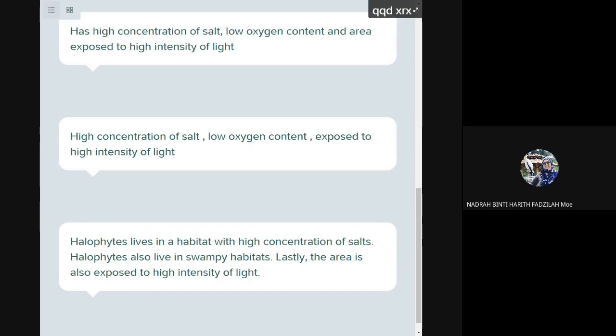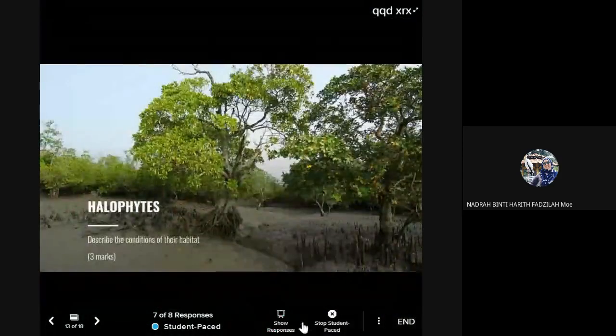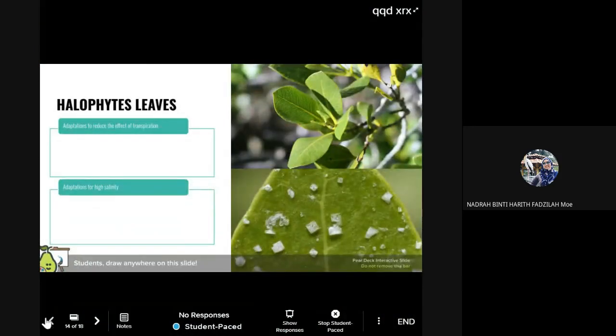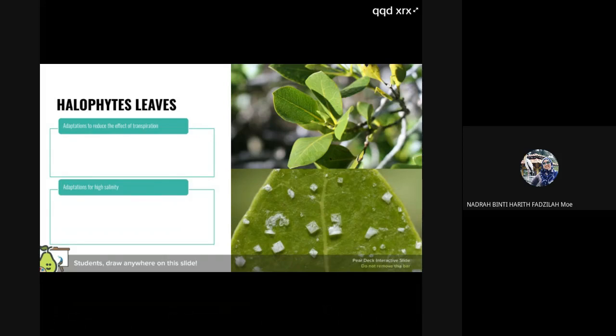So jom kita tengok pada slide yang ni pula. Sekejap ya. This one. Okay. Oh, sorry. I have to stop student pace first. So, for this particular discussion, I would like to change the way we arrange our discussion by focusing on organs. So, kita discuss dulu pada Helophyte leaf. Okay. Untuk this particular activity, kita draw on slide sajalah guna text function ya. So what are the adaptations of the leaves to reduce the effect of transpiration?